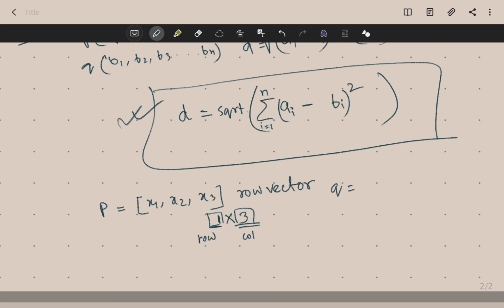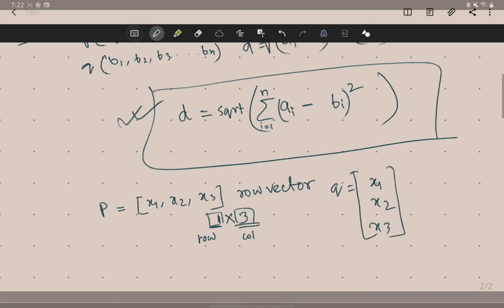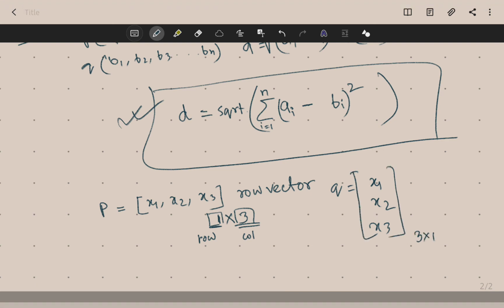What about this? This is, suppose, a vector. Here I have x1, x2 and x3. How can I define this? 3 into 1. That means I have 3 rows and 1 column. When I have only one column like this, I call it a column vector, and this is a row vector. Easily, a row vector I can convert to a column vector, and a column vector I can convert into a row vector.